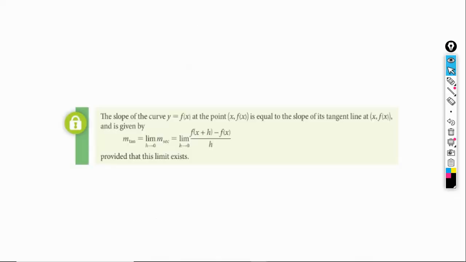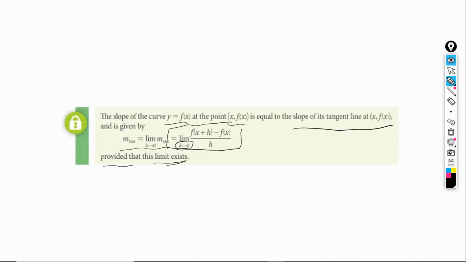So what we just saw before leads to this, right? Which is the definition of a derivative. It says that the slope of the curve y equals f of x at the point x comma f of x is equal to the slope of its tangent line, and is given by this formula. Notice that it's the same formula: the limit as h approaches 0 of f of x plus h minus f of x over h, provided this limit exists. Remember that we can test limits by approaching the x value from the right and the left.